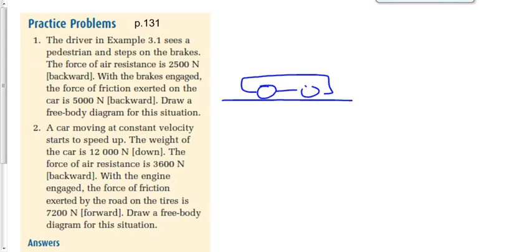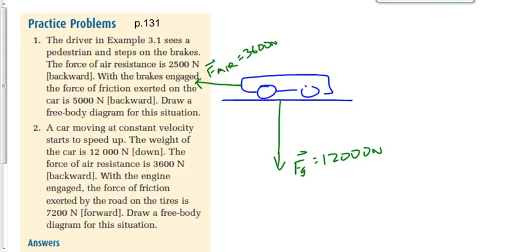What do we got here? We have a force of gravity acting downward. That's 12,000 newtons. I don't care whether you draw that where I have it drawn or whether you have it drawn right here, as long as you have it drawn downwards. My force of gravity, 12,000 newtons, and I have it drawn downwards. I've got a force of air resistance backwards of 3,600 newtons. I'm going to draw it about like this. Backwards, 3,600 newtons. With the engine engaged, there's a force of friction forwards. It's going to be bigger than air resistance, but smaller than gravity.